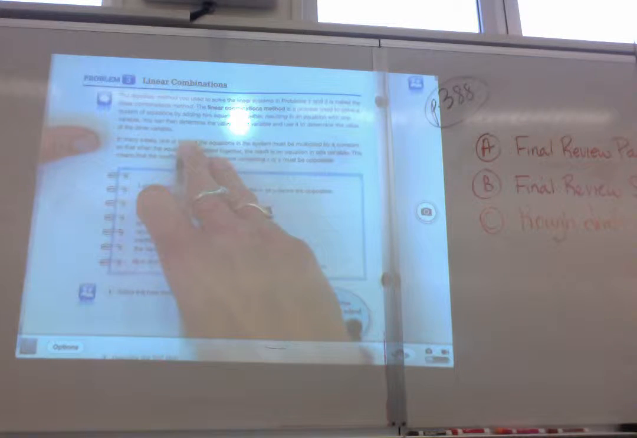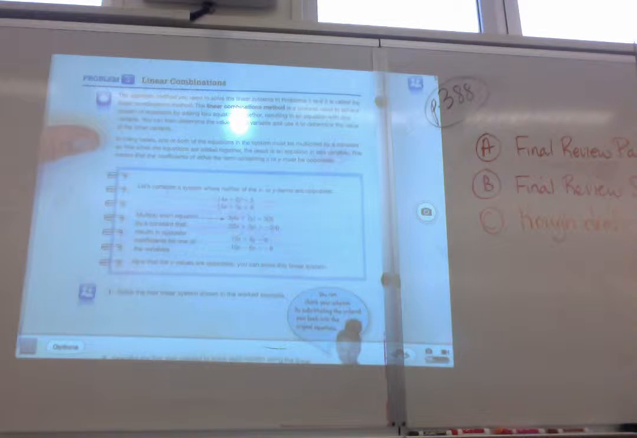The algebraic method you use to solve the linear systems in problems 1 and 2 are called the linear combinations method. The linear combinations method is a process used to solve a system of equations by adding two equations together, reversing an equation with one variable. You can then determine the value of that variable and use it to determine the value of that other variable. In many cases, one or both of the equations in the system must be multiplied by a constant so that when the equations are added together, the result is an equation in one variable.